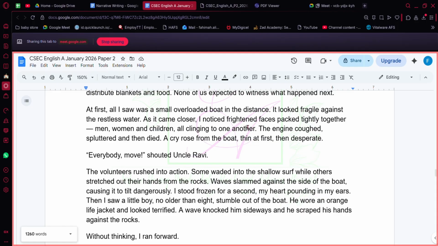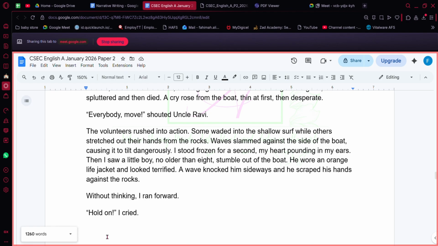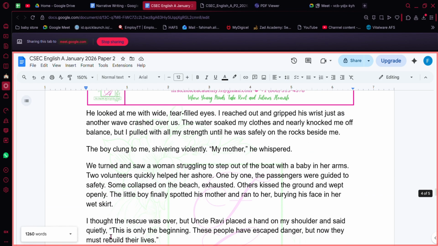Everybody move is dialogue. Uncle Ravi is talking there. "Now hold on," I cried. I am a new person, so I am starting a new paragraph. The boy clung to me, shivering violently. "My mother," he whispered. This is a new person speaking, so you have to switch paragraphs there.